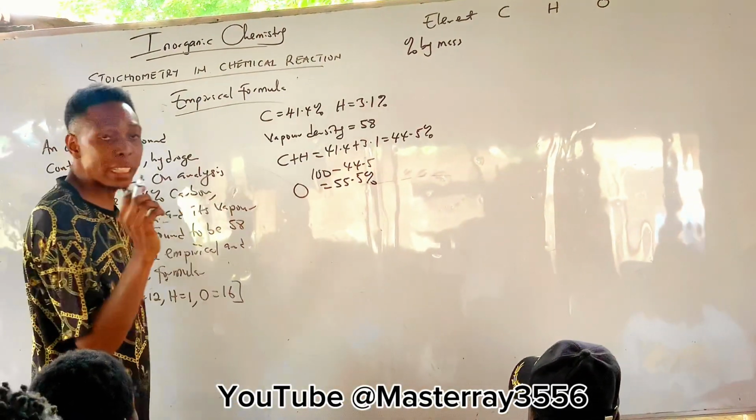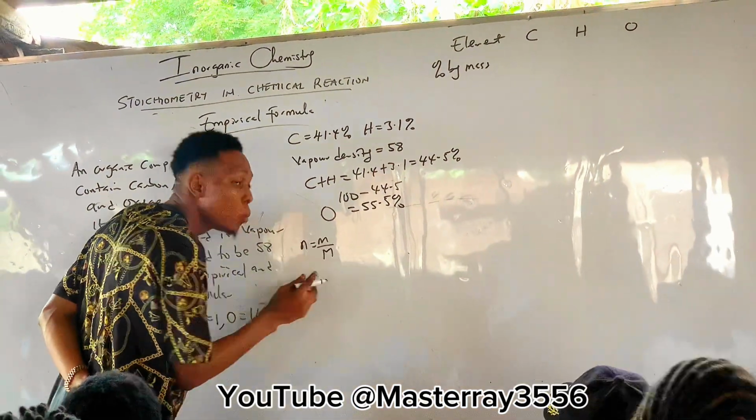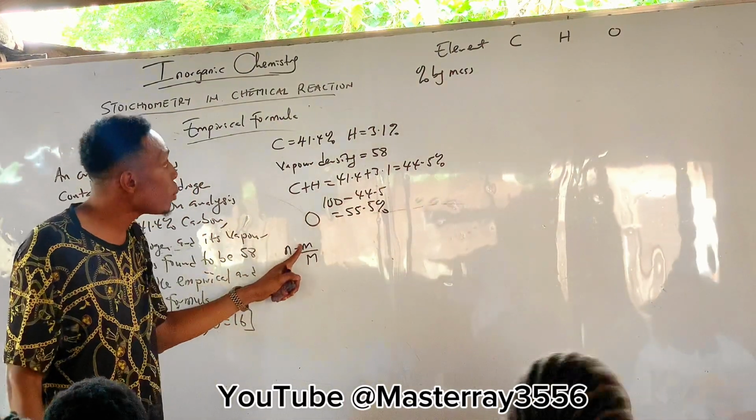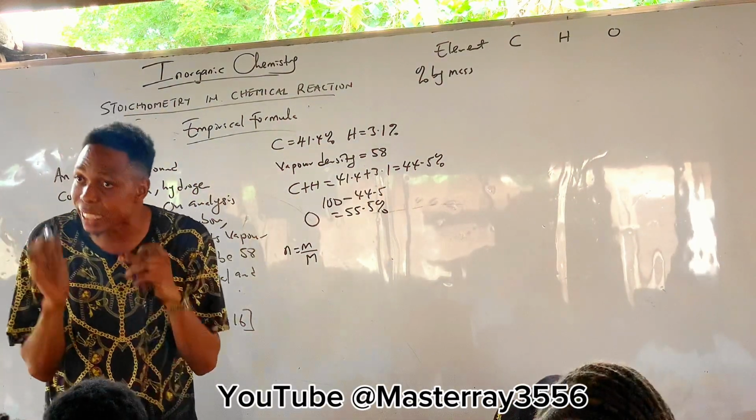41.4. Hello, please pay attention. We are still using this formula. n is equal to mass over what? Molar mass. Are you following? Mass over what? Just that this mass is percentage composition by what? Mass.